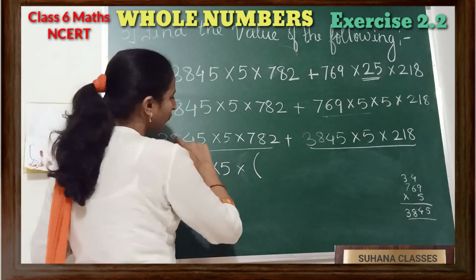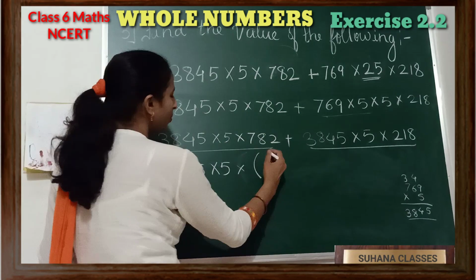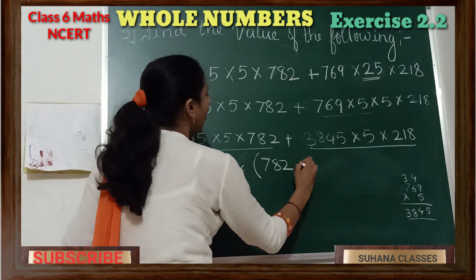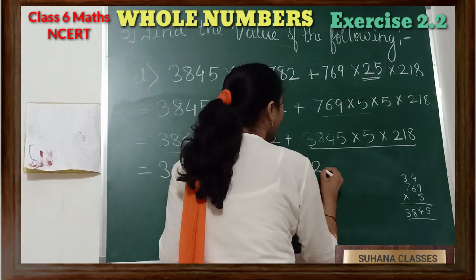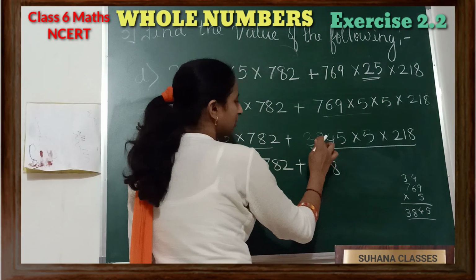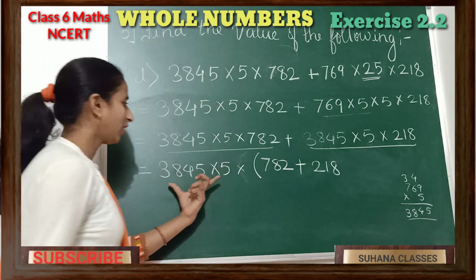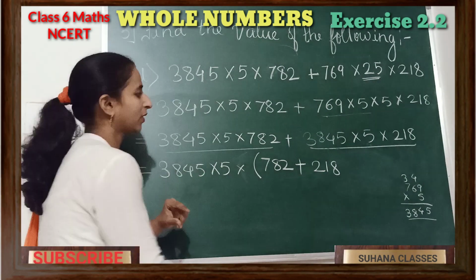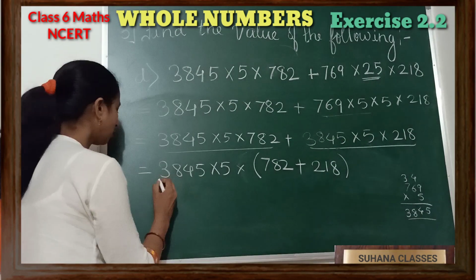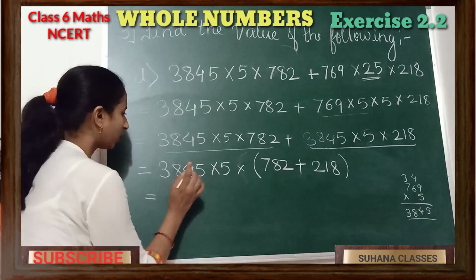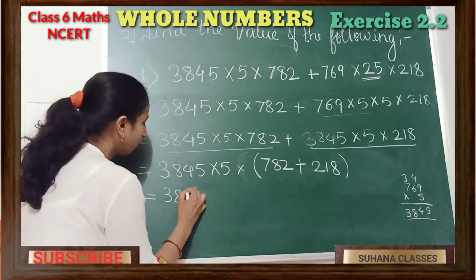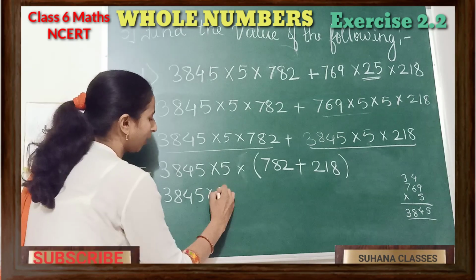in bracket what is remaining here from this group? 782 is remaining, plus what is remaining from this group? Yes, 218 is remaining. Why? Because 3845 into 5 I have taken it here outside. Yes or no? So the remaining one I'll solve it. Now these two if you multiply, or else keep it as it is, 3845 into 5.